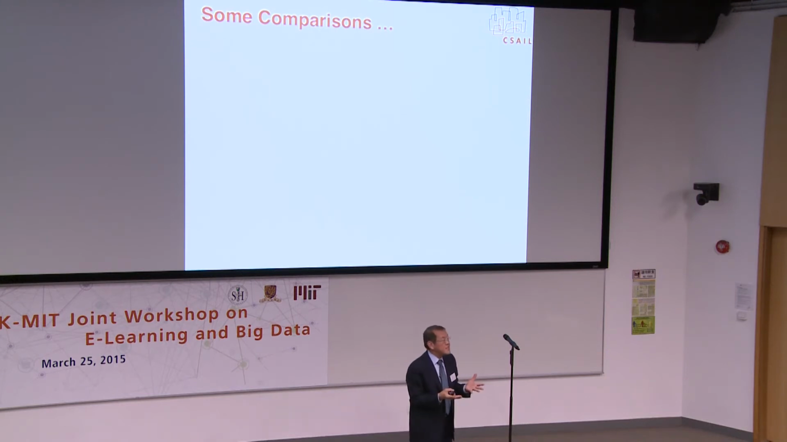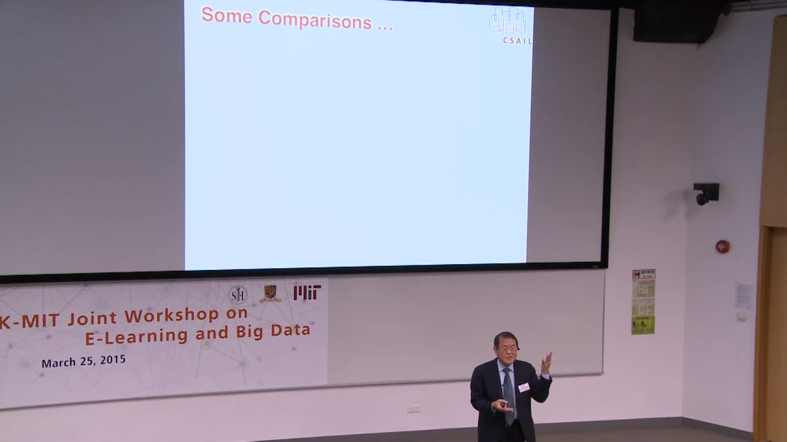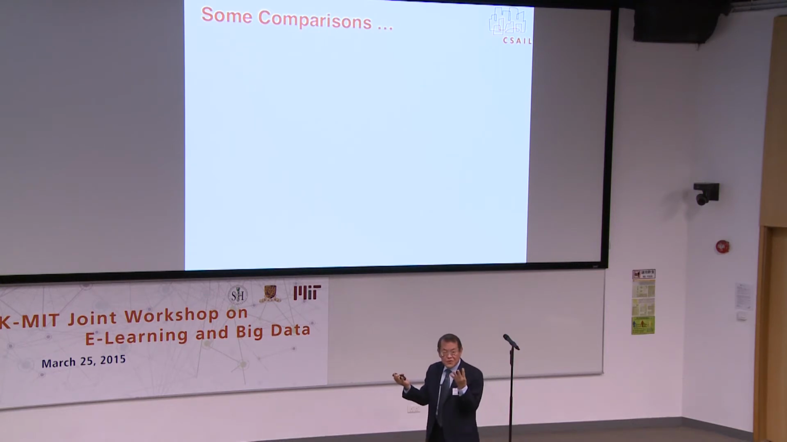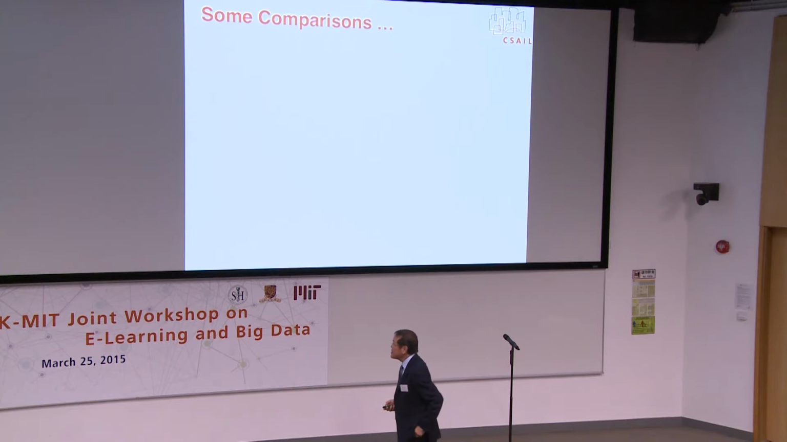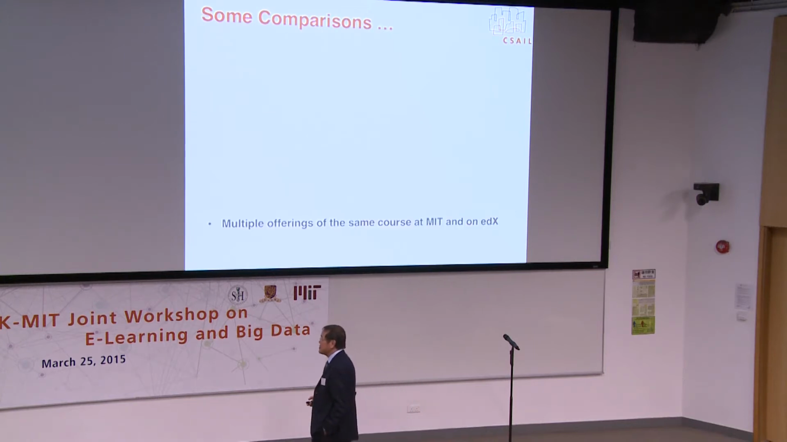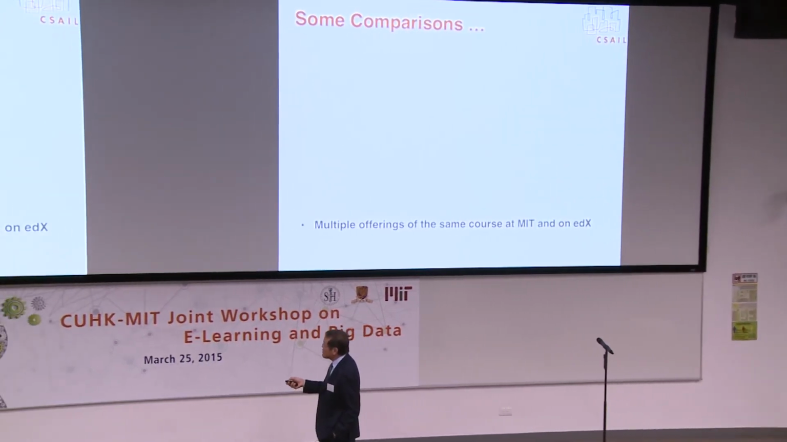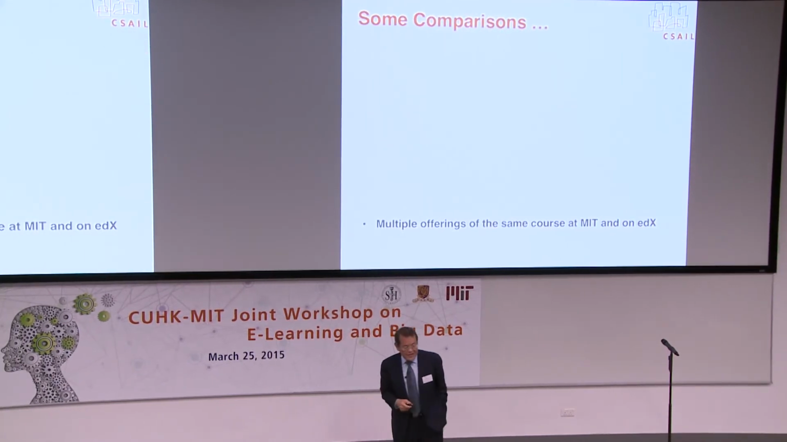And the interesting thing is that that course has been offered 4 times online. And we have data for 3 times on MIT campus. Furthermore, that's pretty much taught by the same professor. So we can actually compare these 2 things and try to understand. You know, we neutralize a lot of the variables. So multiple offerings of the same course at MIT and on edX.